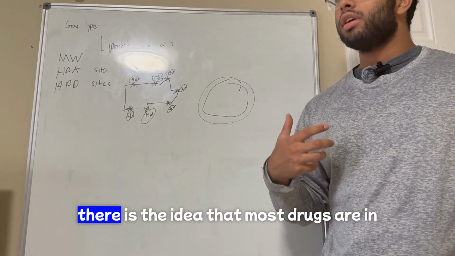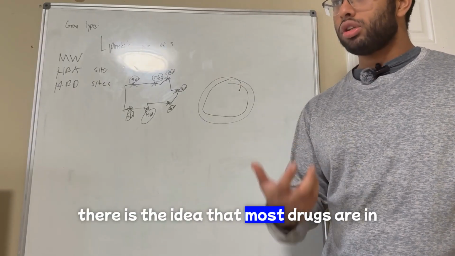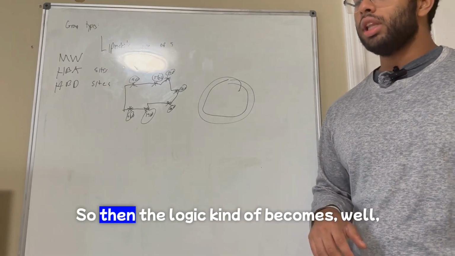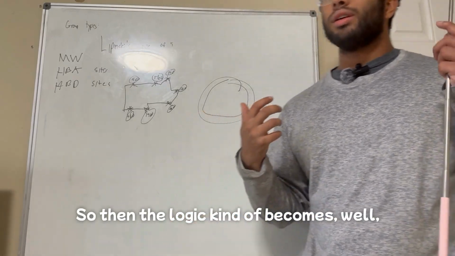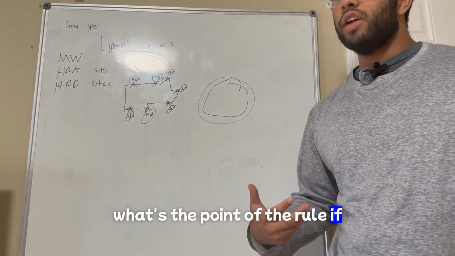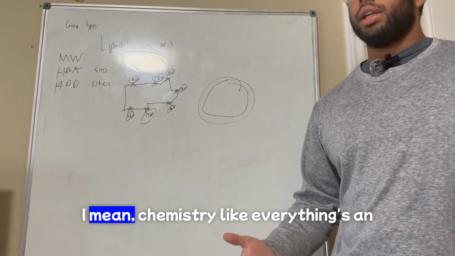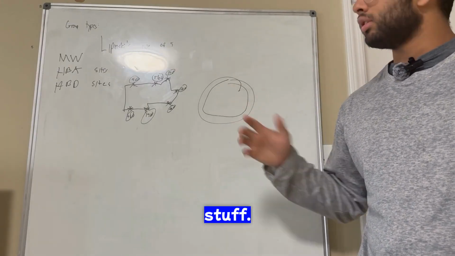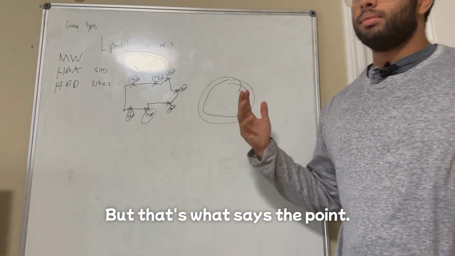Now, there is a little bit of discord into Lipinski's rule of 5 in the sense that there is the idea that most drugs are in fact aided by a transporter protein. So then the logic kind of becomes, well, what's the point of the rule if everything's an exception? I mean, chemistry, like everything's an exception, but we still have rules for stuff. But that's besides the point.